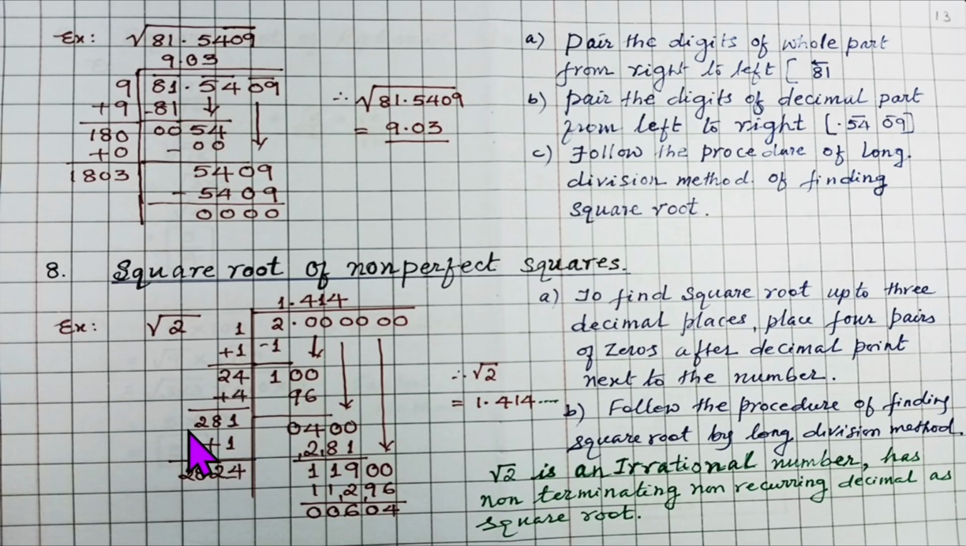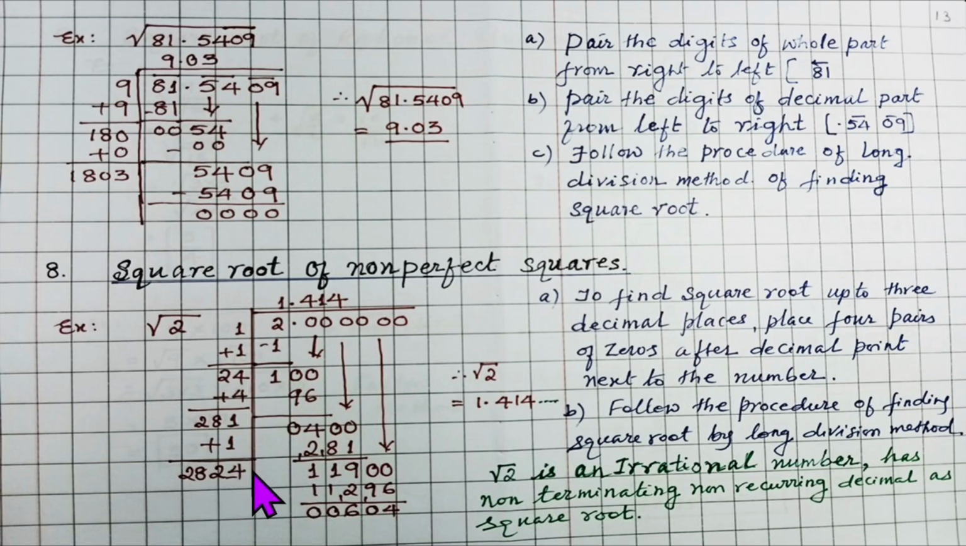Then add 4 here, it becomes 28. Leave one place here and bring 2 zeros down, we get 400. Now choose a digit here. I cannot choose it as 2 because 282 into 2 becomes more than 400. So 281 into 1 becomes 281. Subtract: 10 minus 1 is 9, 10 minus 9 is 1, and 4 minus 3 is 1. Bring 2 zeros down again, add 1 here, you get 282.